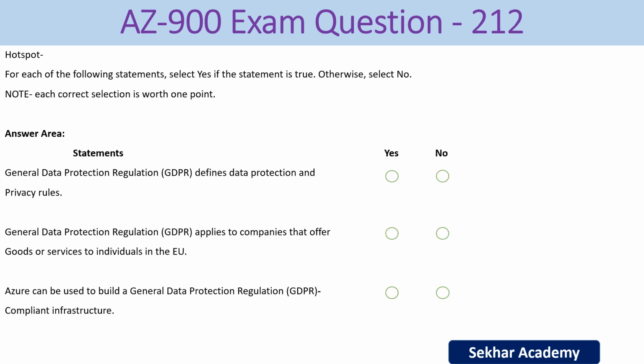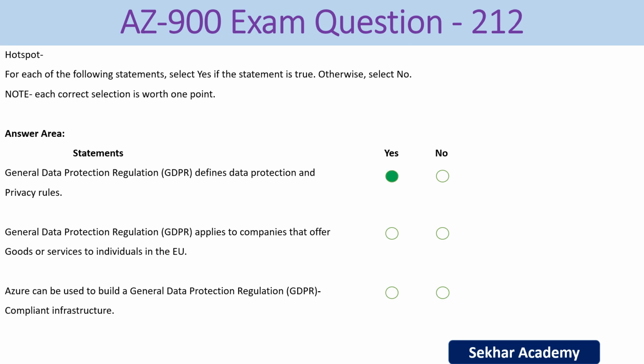AZ-900 exam question number 212. For each of the following statements, select yes if the statement is true, otherwise select no. Each correct selection is worth 1 point. So we have 3 statements in the answer area. Let's go to statement 1. General Data Protection Regulation defines data protection and privacy rules. The options we have are yes and no. The right answer here is yes.